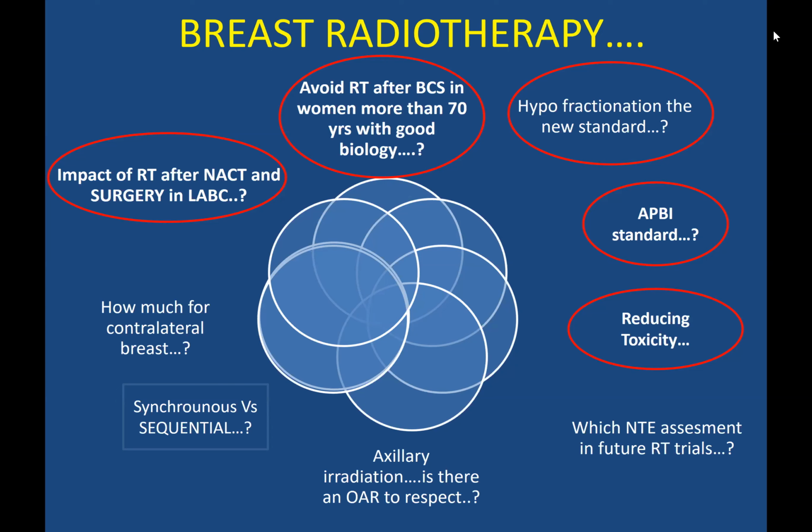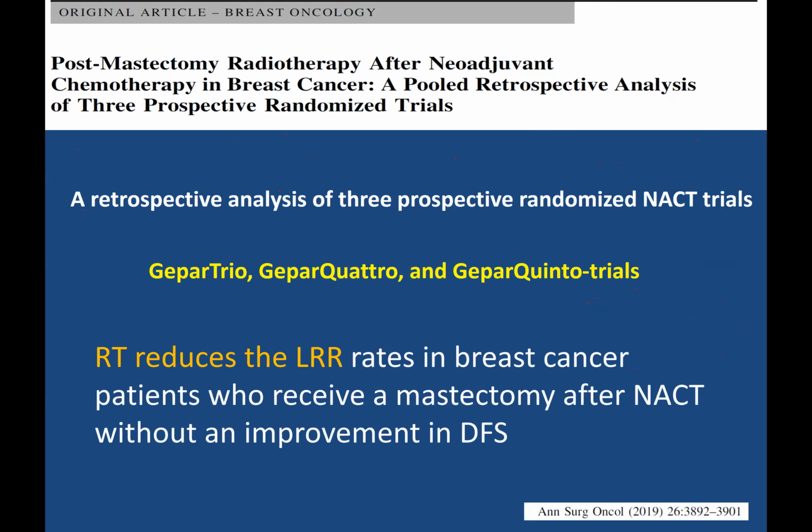The second most important concept is whether you can avoid treatment in elderly women, and that too with good biology. As you all know, we have started thinking about hypofractionation, that is, a reduction in the number of radiation fractions with a very high dose per fraction. So how much hypo, and is it time to think about partial breast radiation as standard? And there are so many techniques for reducing the toxicity of the radiation treatment.